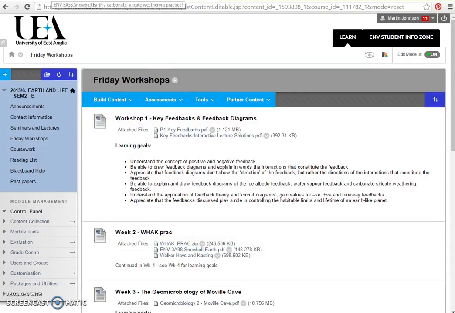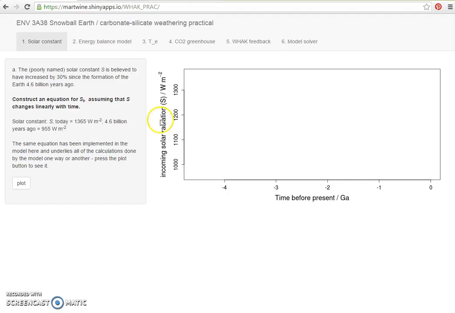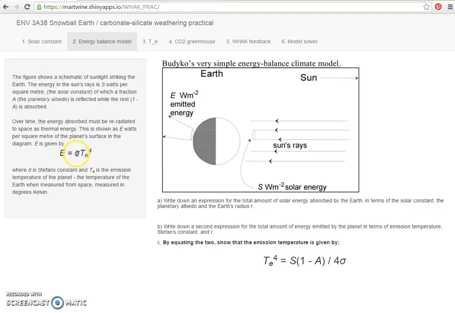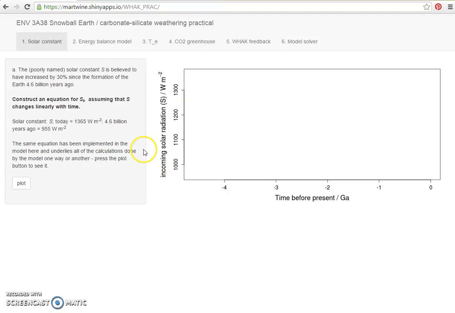But I've now also uploaded a version of the model to the cloud, to shinyapps.io. So if you go to martwine.shinyapps.io/whackprack, you'll be able to run it for free via the web. Hopefully that'll fix some of the problems that we had with Greek symbols not rendering. So for instance, these sigmas here look like capital I's with umlauts on top and strange things like that.